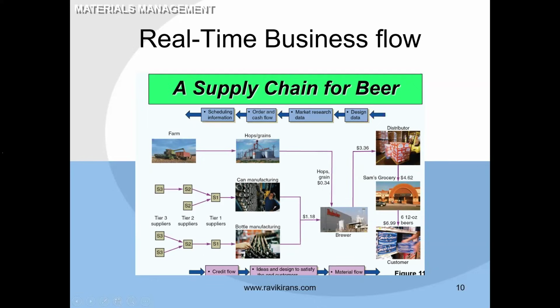Actually, brewers should be near to the distribution points, near to the city, right? This one should be near to the farms. So they will have two different locations.